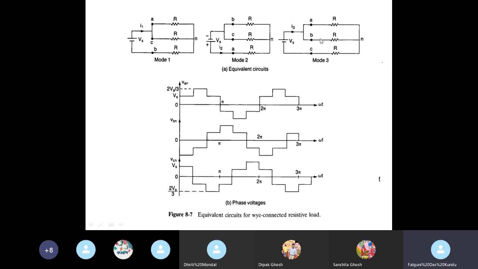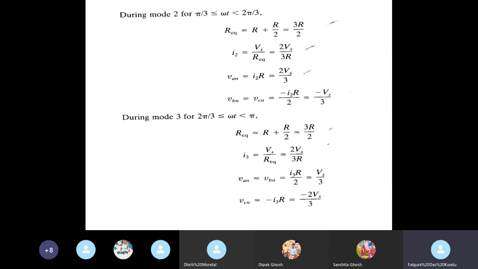Okay. During mode 3, what happened? This happened: A, B and C. Means AN, BN are in parallel and CN is in series with those two phases. So this happened during the time period 2 pi by 3 less than or equal to omega t less than pi. From here we can see that the value of VAN, VBN is Vs by 3 and VCN is nothing but minus 2 Vs by 3. Okay.